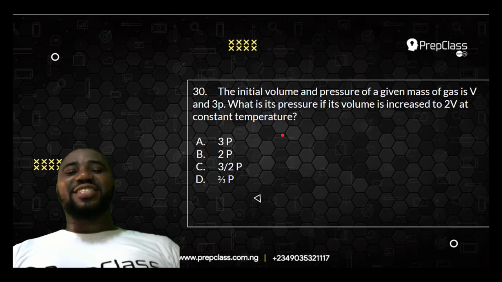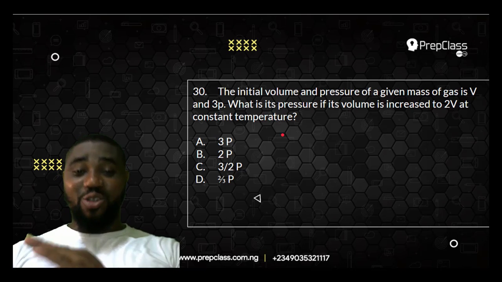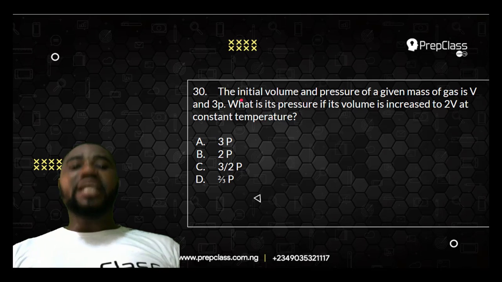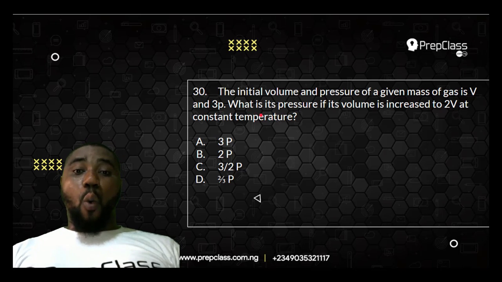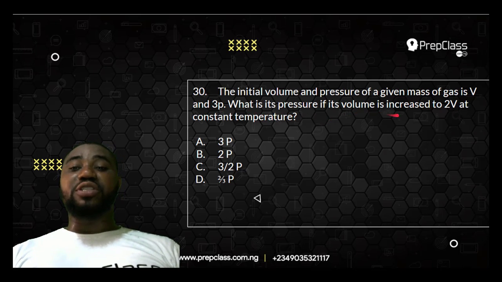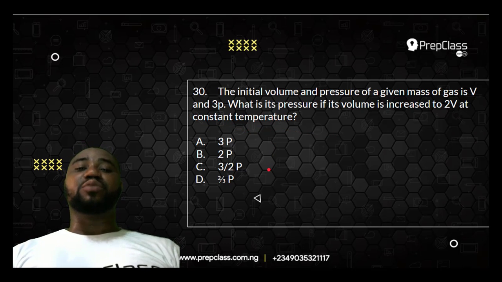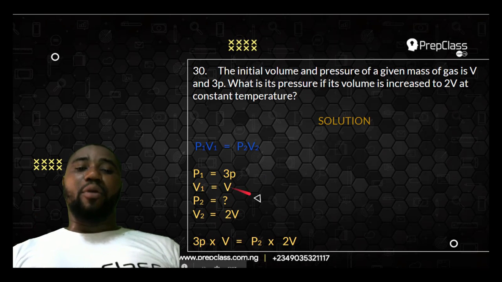Question number 30 and the last for today. It says the initial volume and pressure of a given mass of gas is V and 3P. This is the initial volume V, initial pressure 3P. What is its pressure if its volume is increased to 2V at a constant temperature? Very simple. This is Boyle's law, and Boyle's law says P1V1 equals P2V2.